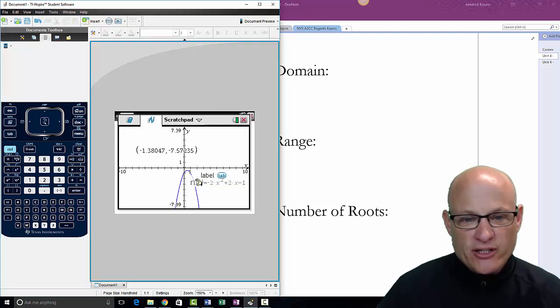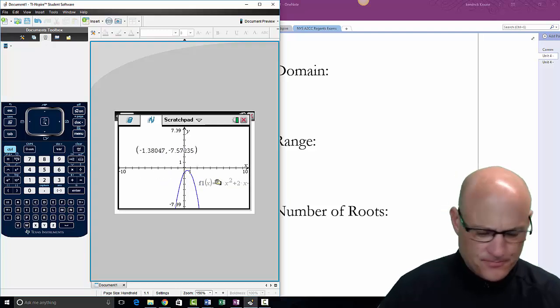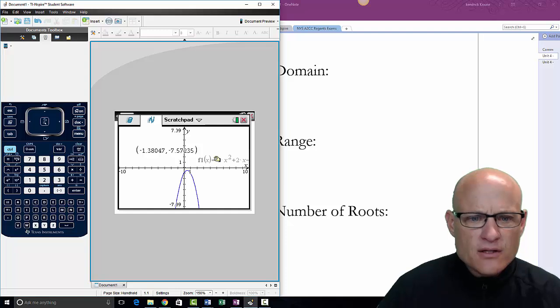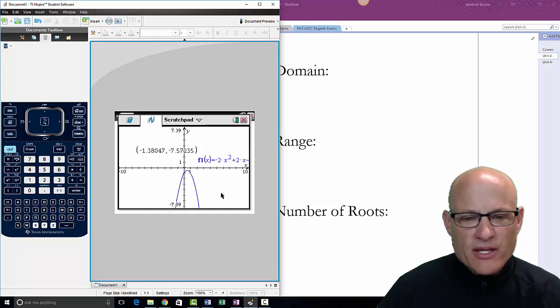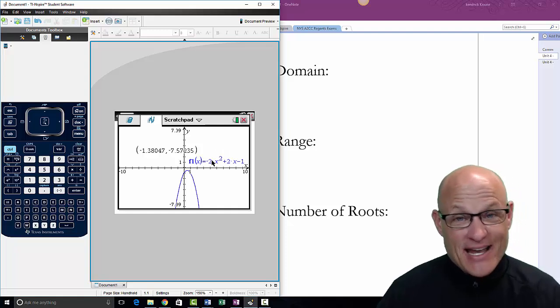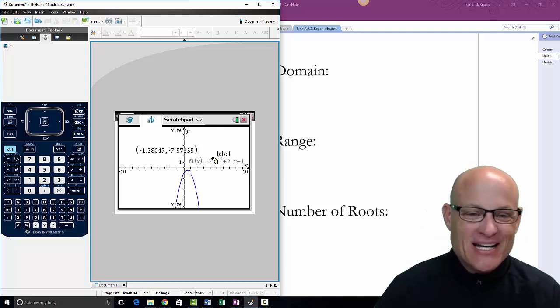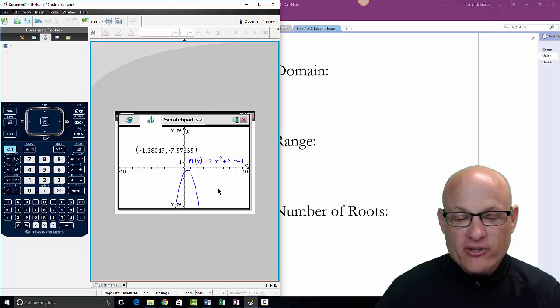So now you'll see we got a little bit of an issue. In this case, I have no roots. Well, let's say this: I have no real roots. There are some imaginary roots. You just have to imagine they're there. But there are no real solutions to this problem.